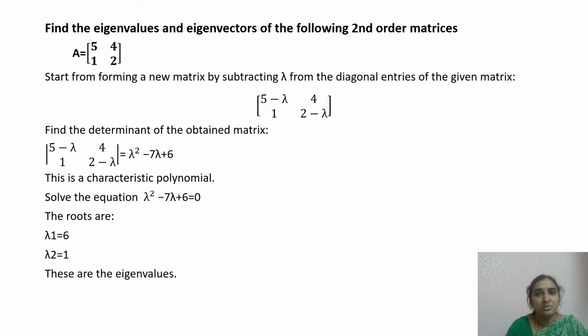Now let us take one more second order matrix and find out the eigenvalues and eigenvectors. Start by forming a new matrix by subtracting lambda from the diagonal entries of the given matrix. The resultant matrix would be 5 minus lambda, 4, 1, 2 minus lambda. Find the determinant of the obtained matrix. The value would be lambda square minus 7 lambda plus 6. This is the characteristic polynomial. Solve the equation. We get the roots lambda 1 equal to 6 and lambda 2 equal to 1. These are the eigenvalues.